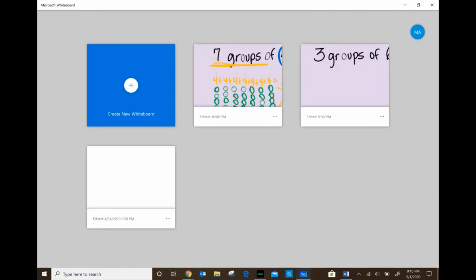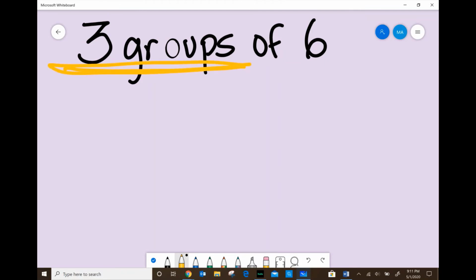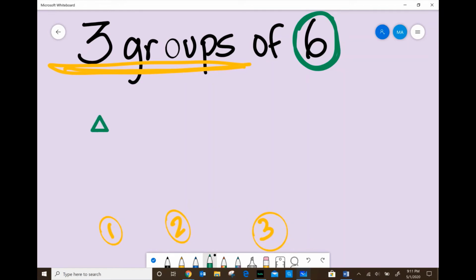Now, another example would be three groups of six. So you're going to look at how many groups you are going to have to draw. You're going to have to draw three groups. So you're going to do 1, 2, 3 groups. And in each of those groups, how many of your designs are you going to put? You're going to have to put six of whatever design you choose. You could put stars, kites, hearts, diamonds, whatever you want to choose. Here I'm going to do triangles. I'm going to choose six triangles for each group.